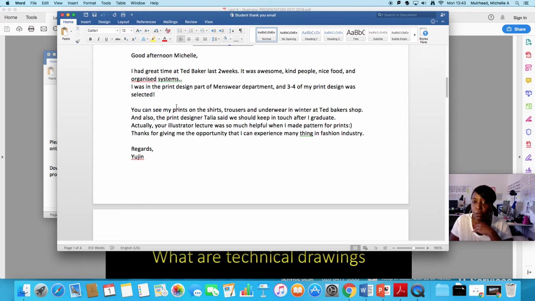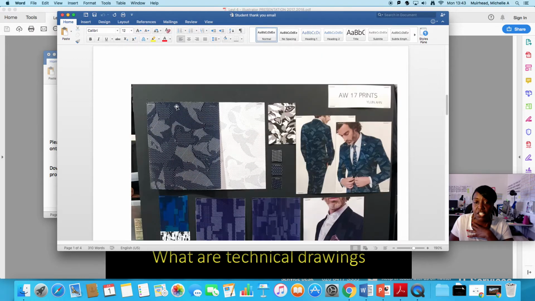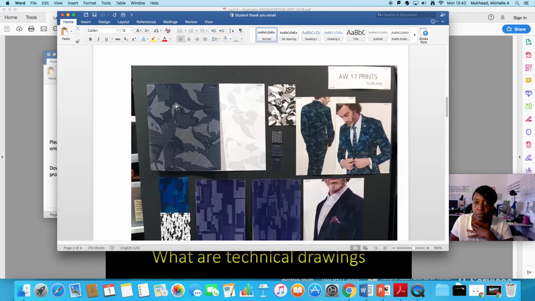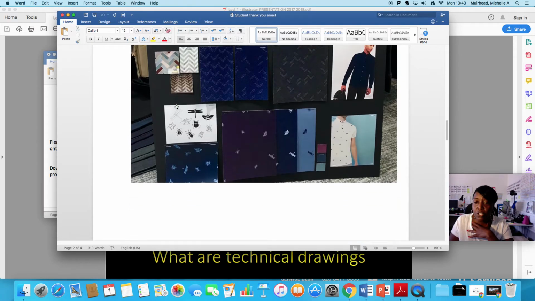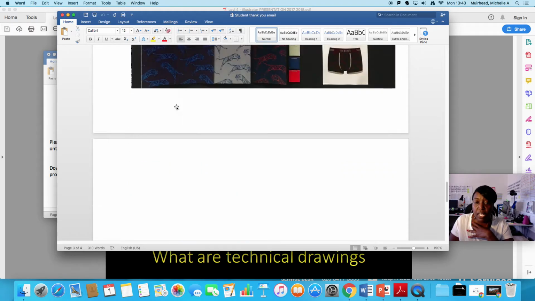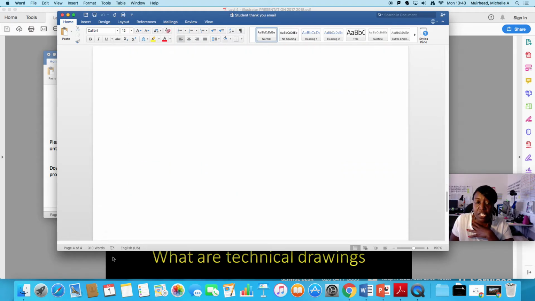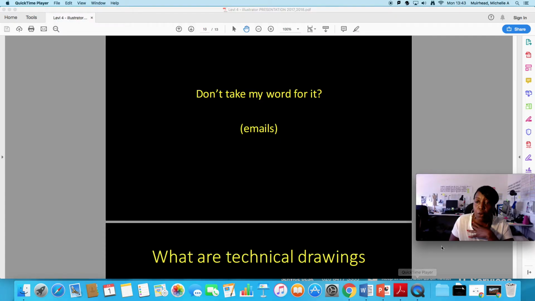Thank you for giving me this opportunity that I can experience many things in the fashion industry. So these are some of the prints that she actually did for them. You can see that went into the store. And again, as I said, amazing achievement for just being there for 2 weeks. So that just gives you an indication on really how it can help you.